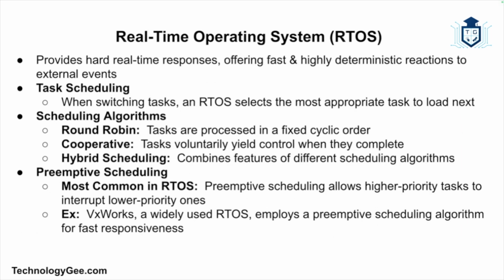An RTOS differs from a typical operating system in that it normally provides hard real-time responses with fast, highly deterministic reactions to external events. When switching between tasks, an RTOS has to choose the most appropriate task to load next. Several scheduling algorithms are available, including round-robin, cooperative, and hybrid scheduling. However, to provide a responsive system, most RTOSs use a preemptive scheduling algorithm such as VxWorks.